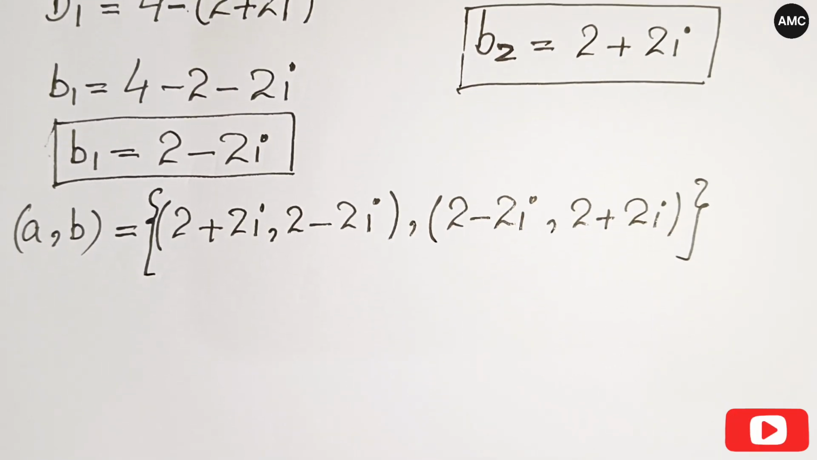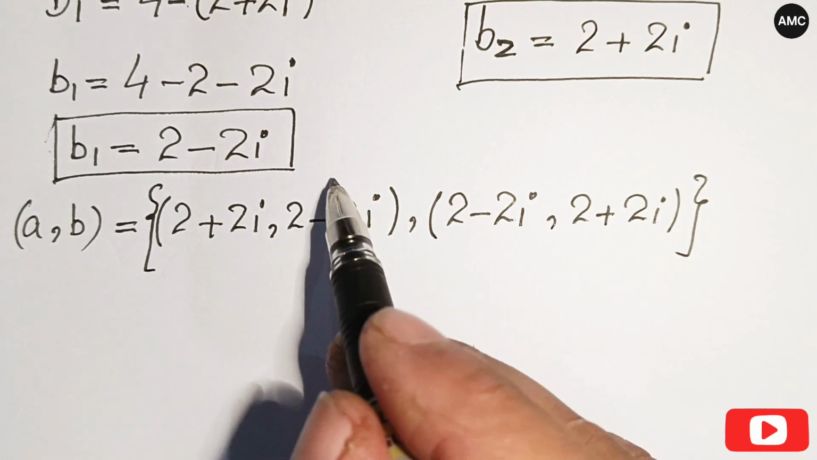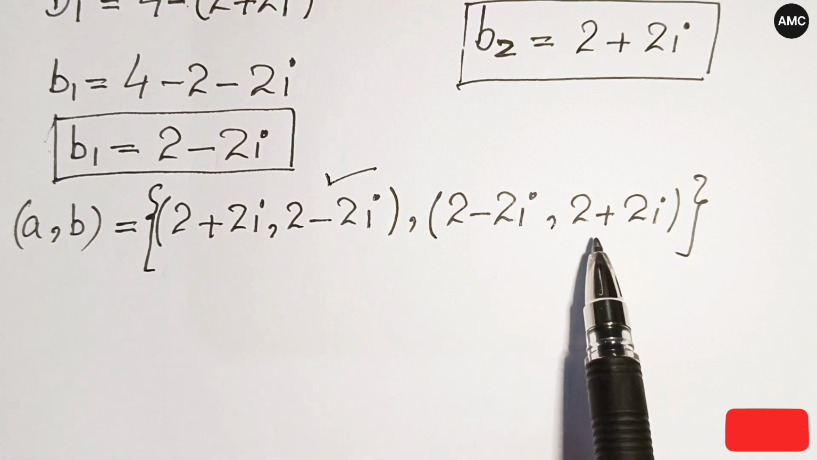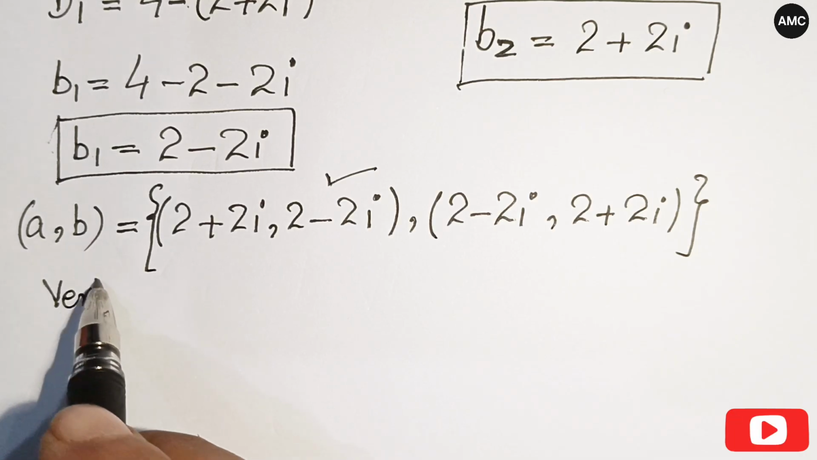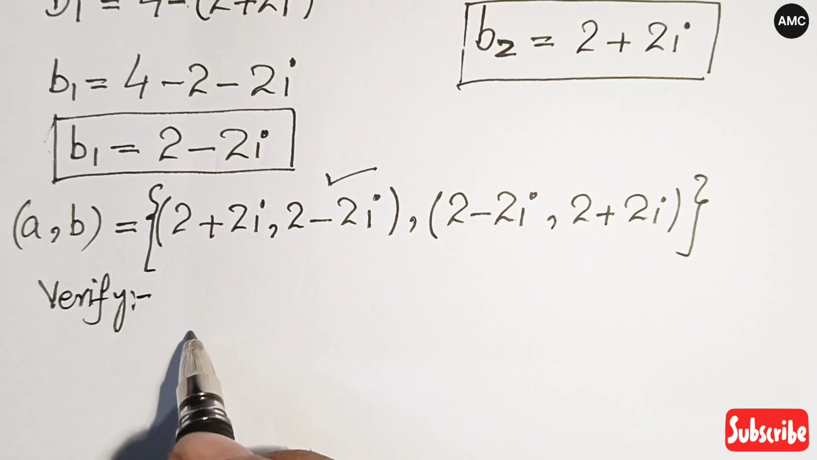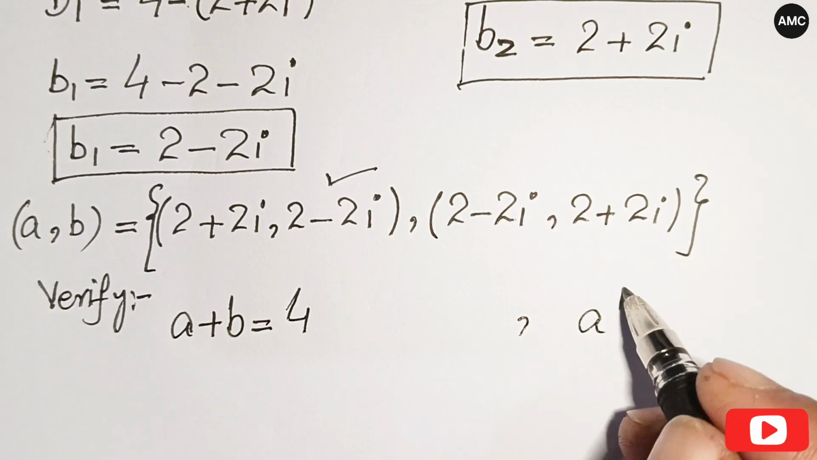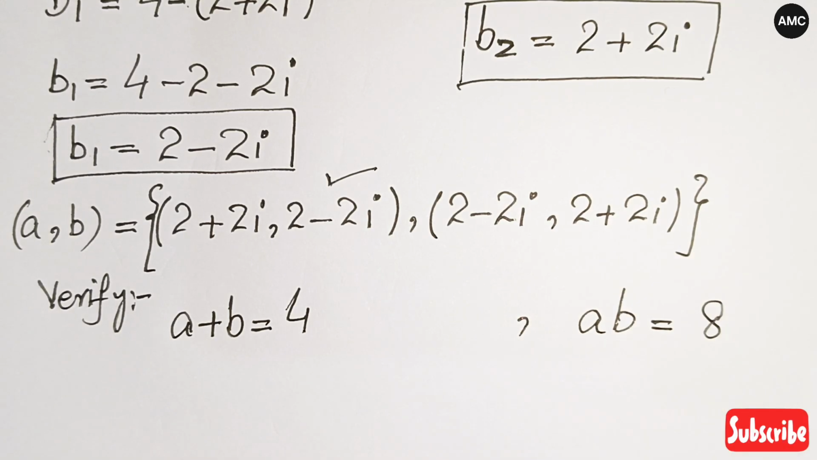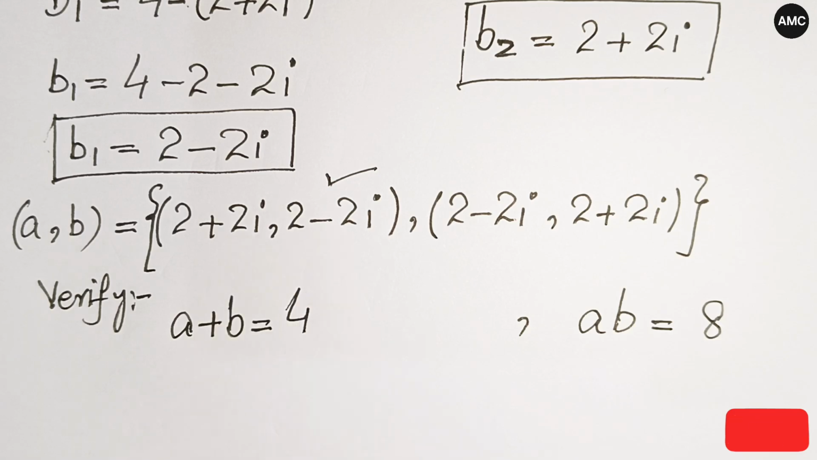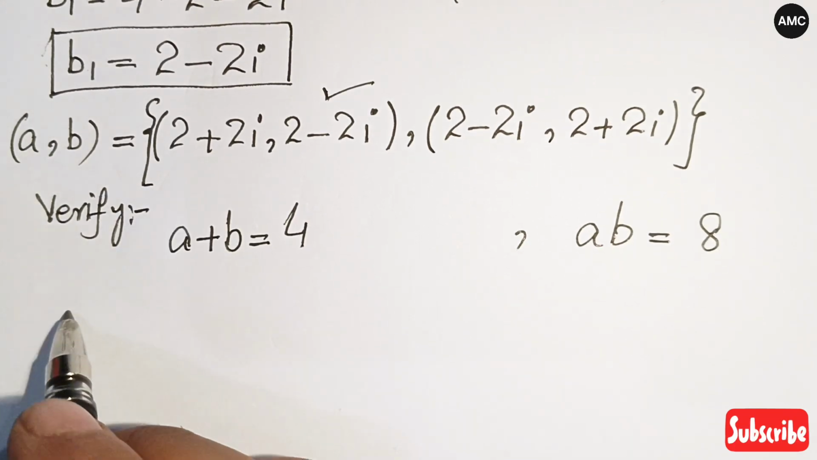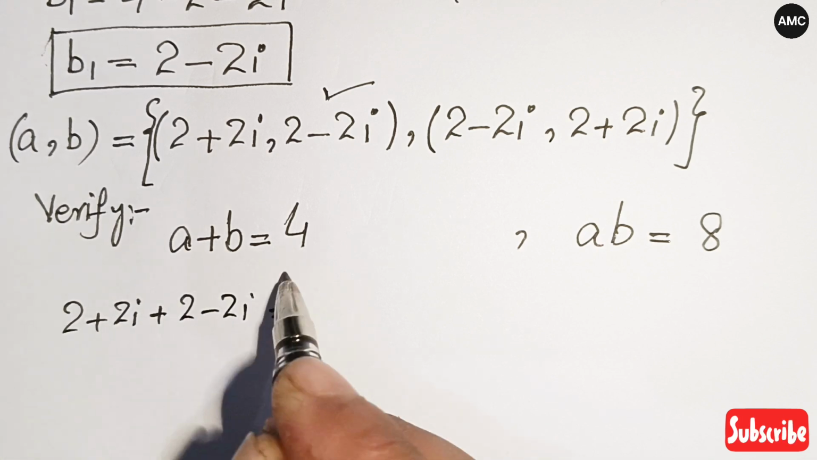Now we can verify our problem by using any pair of values. Let's say we are going to use this pair, and you can also use the other one to verify this problem. For verification, we write our first equation, a plus b is equal to 4, and the second equation, a times b is equal to 8. Now when a is equal to 2 plus 2i, it will be 2 plus 2i plus b, which is 2 minus 2i. Is it equal to 4?